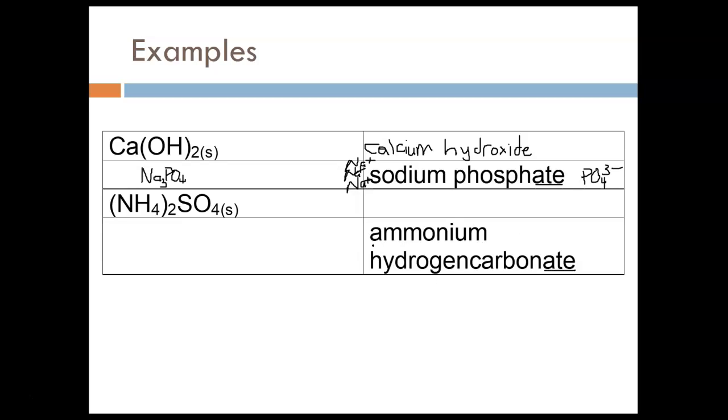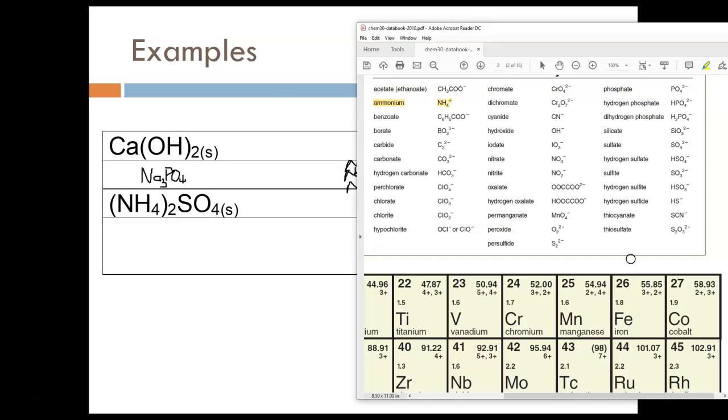Then this last one, ammonium hydrogen carbonate. There's ammonium again, and we know that ammonium is NH4, and it's 1+. Hydrogen carbonate, that's a really long thing. Can you find hydrogen carbonate on the periodic table? Nope. But you can find hydrogen carbonate in here. And there it is right there. And it is HCO3 with a 1- charge.